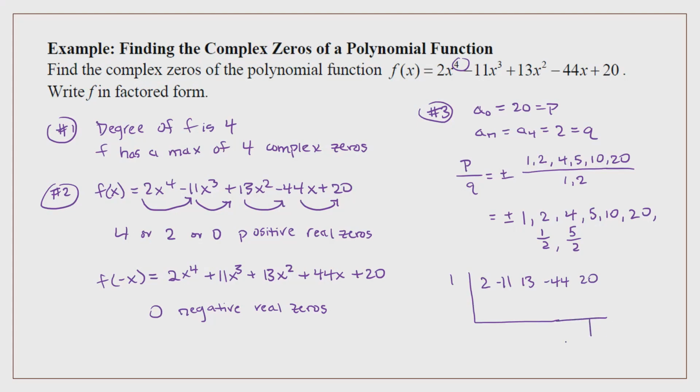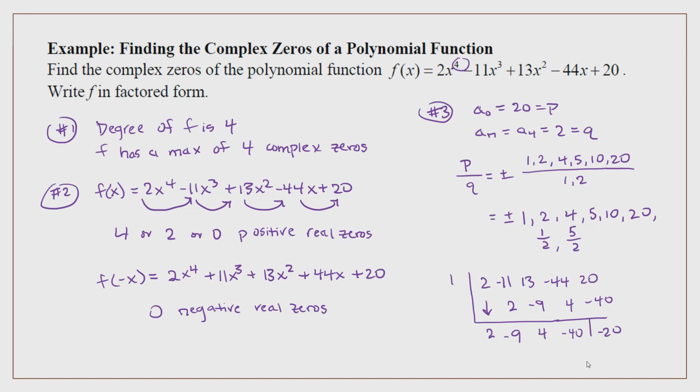We want the remainder to be 0, because if it's 0, then we know that 1 is a zero of this polynomial function. So we'll bring down the 2 and then multiply. Then we will add. And we'll multiply. Then we will add. Then we'll multiply. Then we'll add. Then we'll multiply. And then we'll add. Okay. So we see here that 1 is not a zero. So then we'll choose another number.